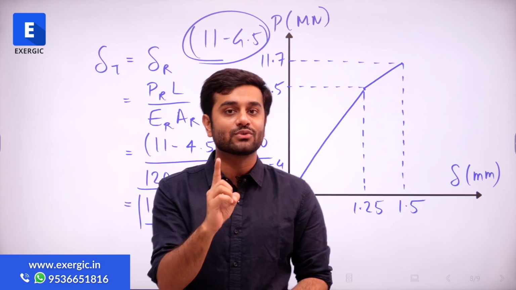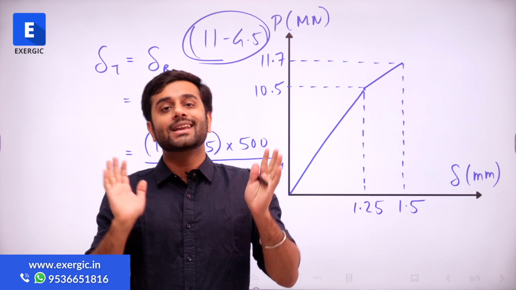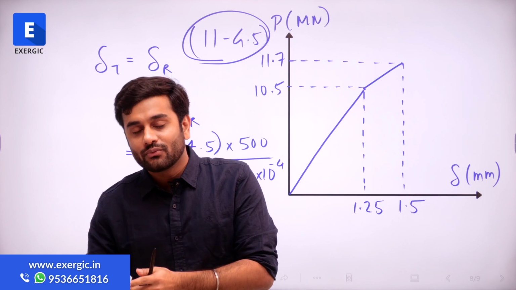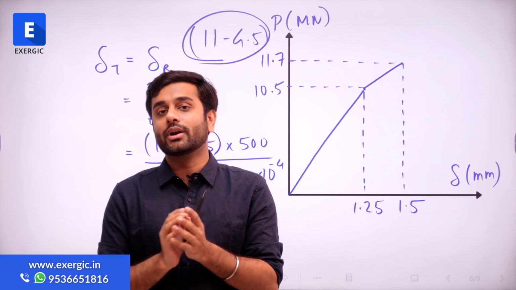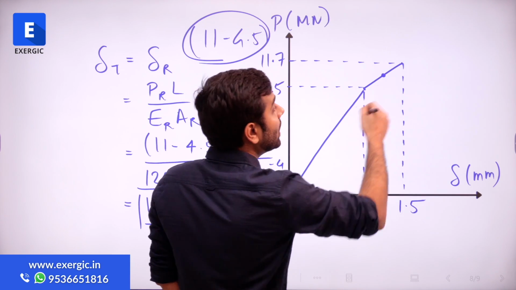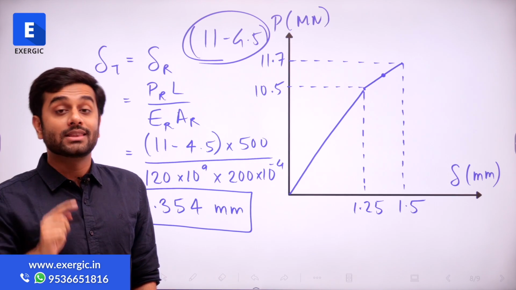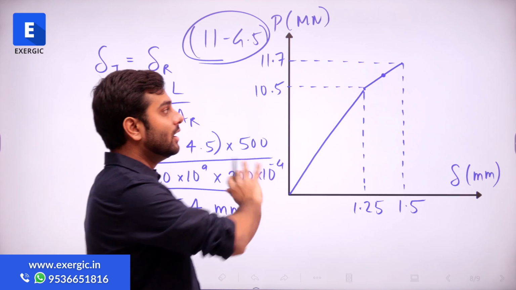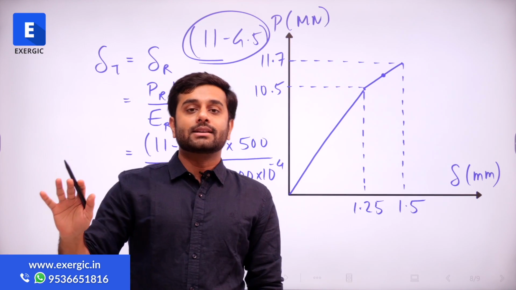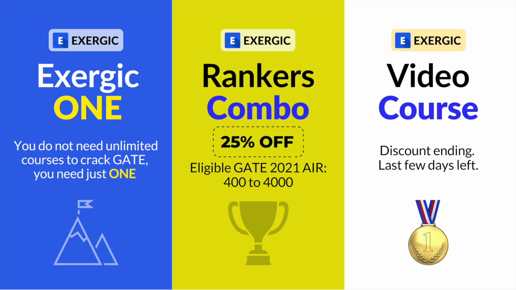This is the first part of the question. The second part is: if you now unload the 11 meganewton force to 0, what will be the final and permanent deformation in the body when the load is totally removed? So from this point, you are going to unload this particular load up to 0, and then you have to tell what is going to happen in the load deformation curve, how it is going to move, and ultimately decide the answer. Let us discuss that in a separate question.